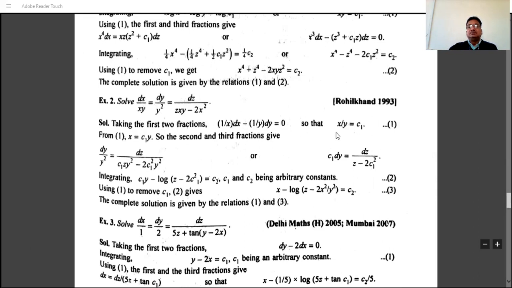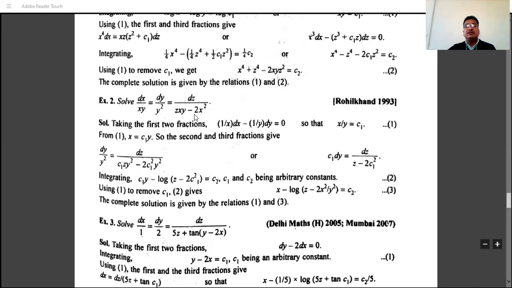After separating the variables, we have this, and so we have x by y is equal to c1. So 1 by x integration is what? Log x minus log y is equal to log c1. Log x minus log y is log x by y is equal to log c1. Then cancel log, we have x by y is equal to c1. Then use this x by y as c1 to find the second solution. So from 1 we have x is equal to c1y.